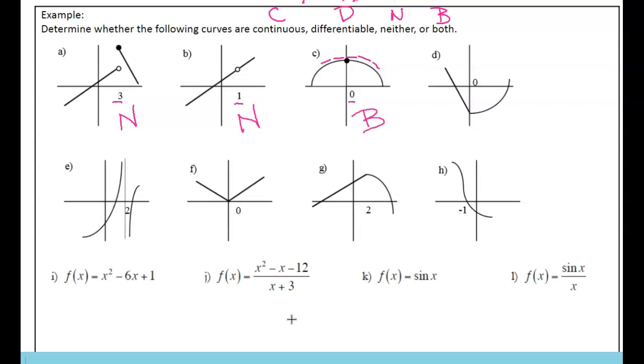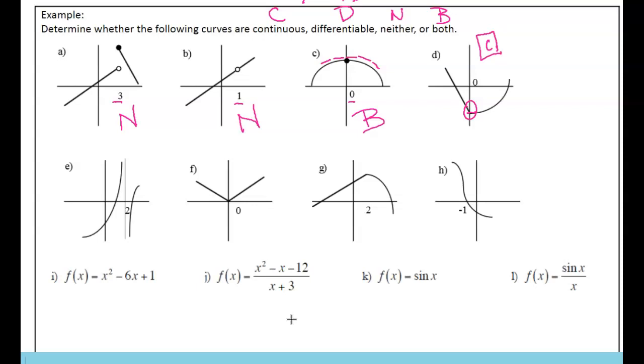All right, let's look at D. Well, it's continuous because there's no holes. So I'm going to make a little note. Let's look at differentiable. What I want to look for for not differentiable is a sharp point. And it's hard to tell, but there is kind of a little sharp point there because this is a line. So all of those slope values would be the same, and then we abruptly change. So this one is not differentiable. So we're going to stop at continuous.